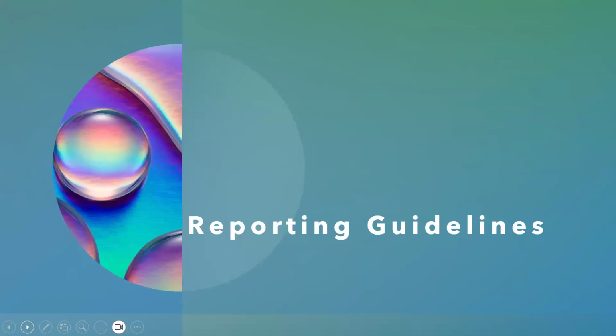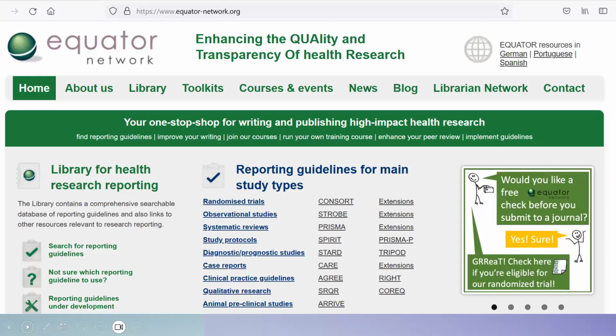Before we end, let's look a bit at the reporting guidelines we were discussing earlier. This is how the homepage of equator-network.org looks. And here you see the reporting guidelines for different study types. So in your free time, you may want to look at all of these and check out their checklists.